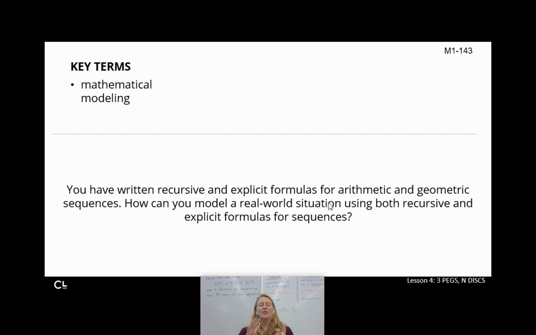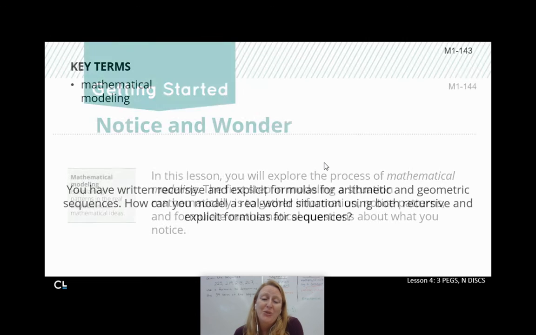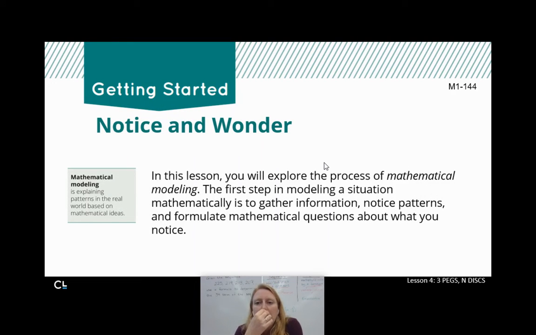So you've written recursive and explicit formulas for both arithmetic and geometric sequences now. How can you model a real world situation using both recursive and explicit formulas for the sequences? That's what we're doing. We're on page 144. In this lesson, we're going to explore the process of mathematical modeling. Mathematical modeling is explaining patterns in the real world based on mathematical ideas. We see a pattern, but how can we use math to explain that pattern?